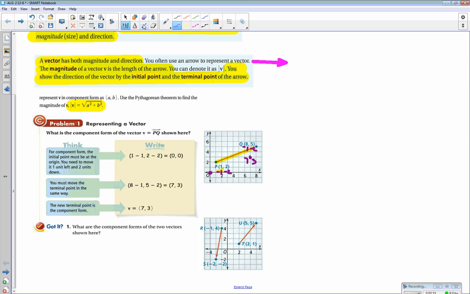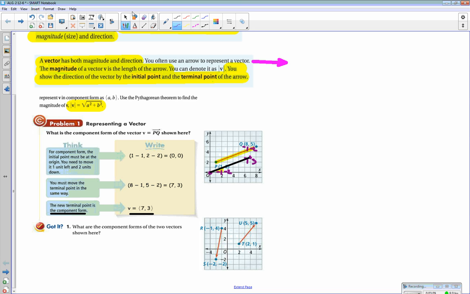And in fact, my line, if I put it at the origin, is right there. So now I know if I am at the origin, my vector is 7, 3. And that is in component form. So component form means my starting point is at the origin and it ends wherever it ends. So what are the component forms of the two vectors shown here?